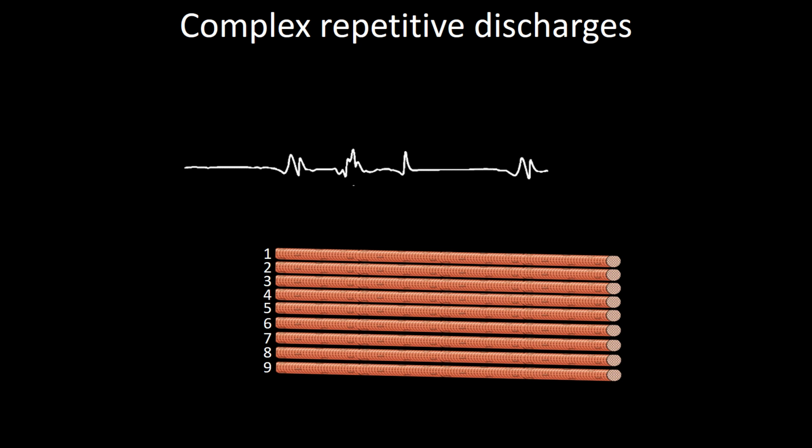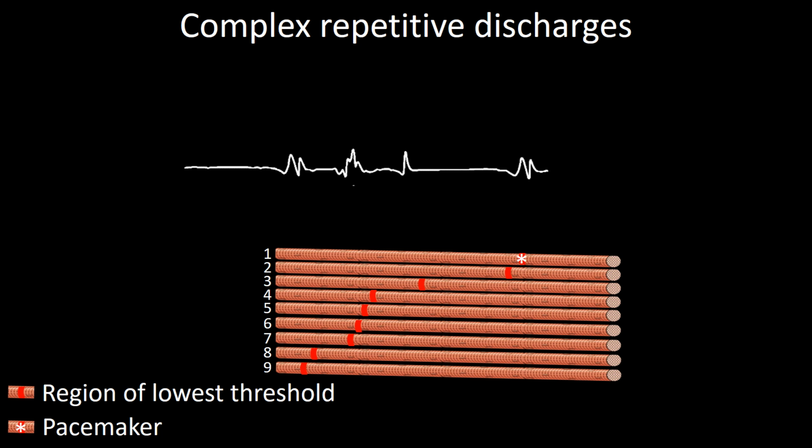These fibers are denervated, but in addition they have a set region of lowest threshold for activation. These regions are represented in red. They are the site where ephaptic transmission of electrical activity goes from one muscle fiber to the neighboring muscle fiber. In this frame, I have added an asterisk at the lowest threshold region of fiber 1. I have done so to indicate this region as the pacemaker or ringleader.